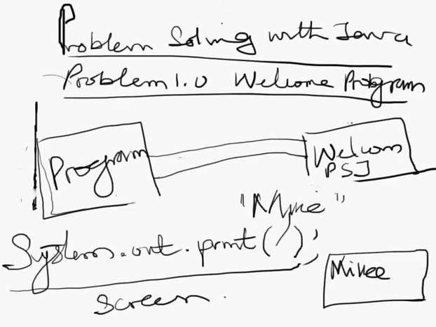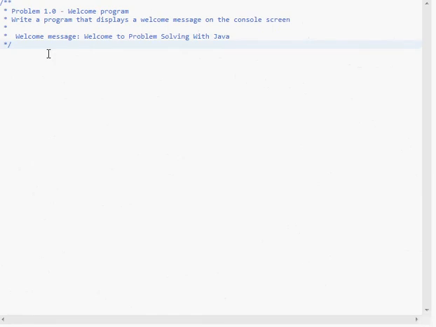If we go back to the program, as I said, we want to let the computer print something on the screen. Let's see how the computer does that. The screen in Java is System.out.print, and then you put the welcome message, because this is what you want the computer to print: problem solving with Java.